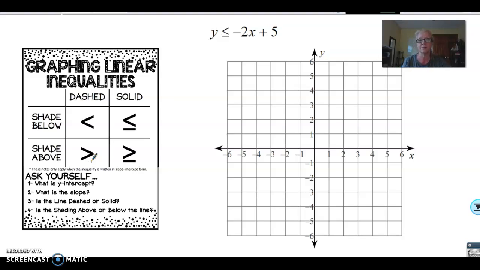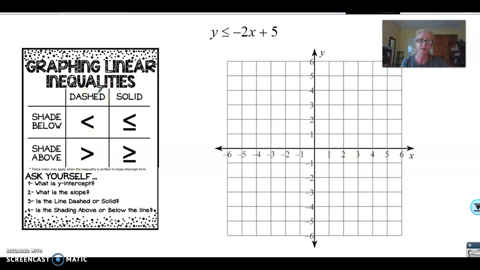It's not exactly my stellar doodle notes, but it really gives you the idea when you're graphing inequalities. Let me start over again. If you have "or equal to," you're going to use a solid line. If you have just greater than or less than, you're going to have a dashed line.